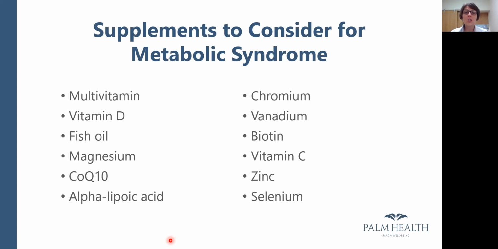Magnesium is lovely. It's a cofactor nutrient that is used all over the body for many things. Caution with magnesium, if you take too much, you can get diarrhea, so be careful. CoQ10 helps with lots of things, especially with making ATP or energy in our mitochondria. So good to have enough CoQ10. Alpha lipoic acid, lovely for diabetics, pre-diabetics, peripheral neuropathy. It's shown to be beneficial. Other supplements to the right, the chromium, vanadium, biotin, C, zinc, and selenium, are also wonderful to help with metabolic syndrome.